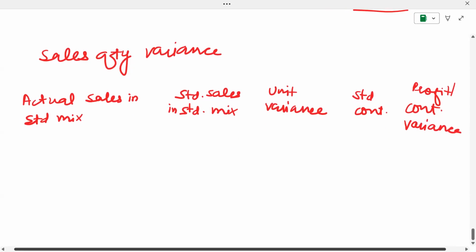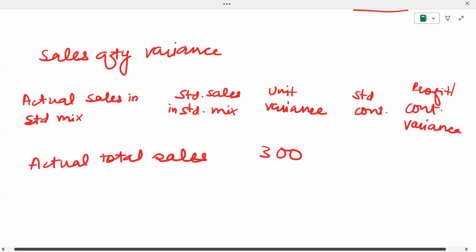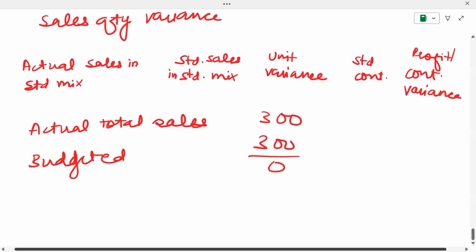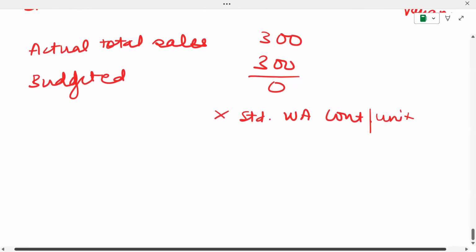And if you even want to learn the individual method, you can find this out using the actual total sales. So let's suppose the actual total sales is 300, continuing with the above example, and the budgeted is also 300, and you multiply over here, we get a 0. But hypothetically, if you have a value over here, you multiply that with the standard weighted average contribution per unit. So with this, you will get your answer.